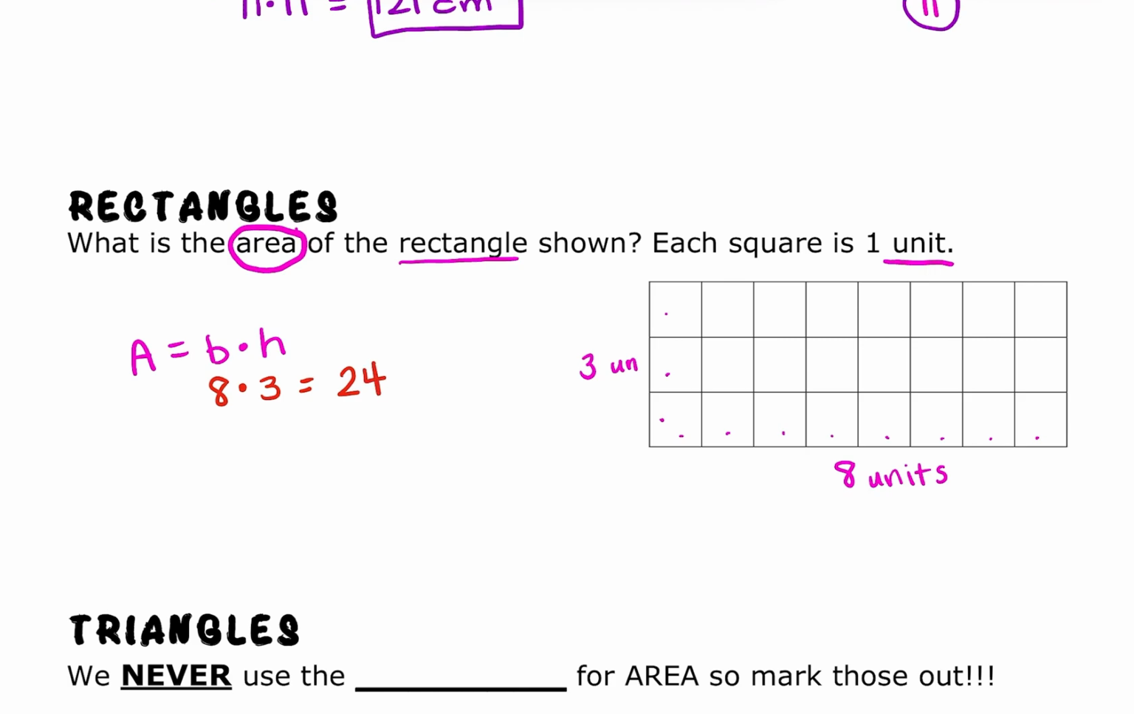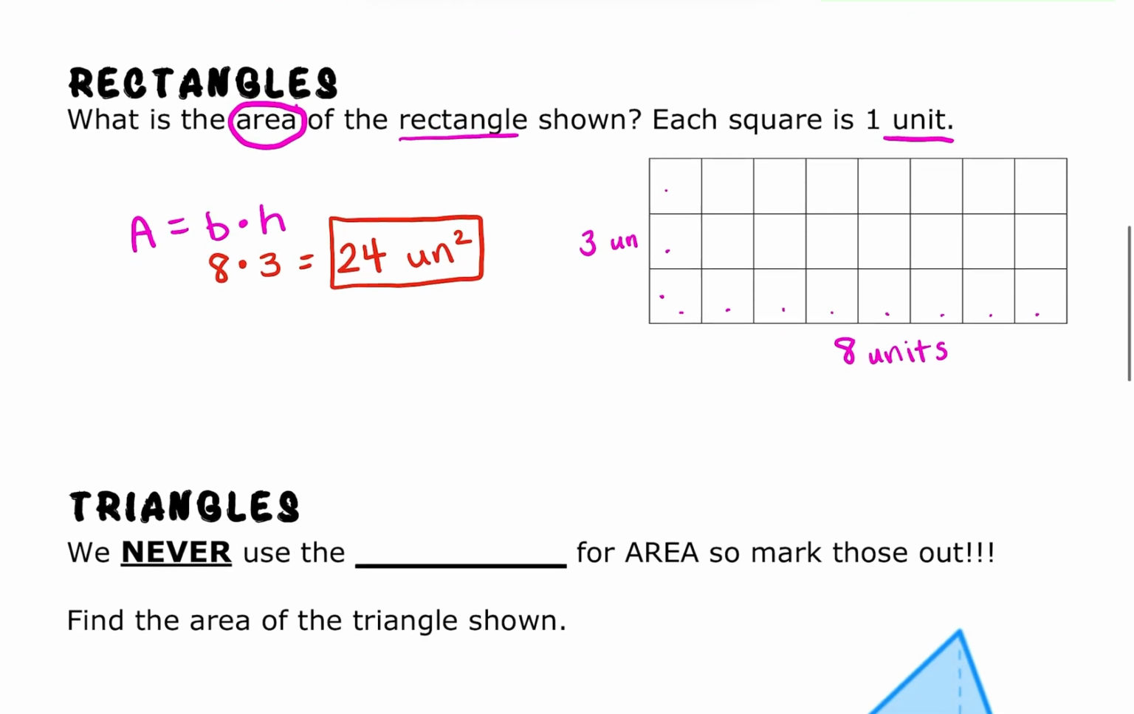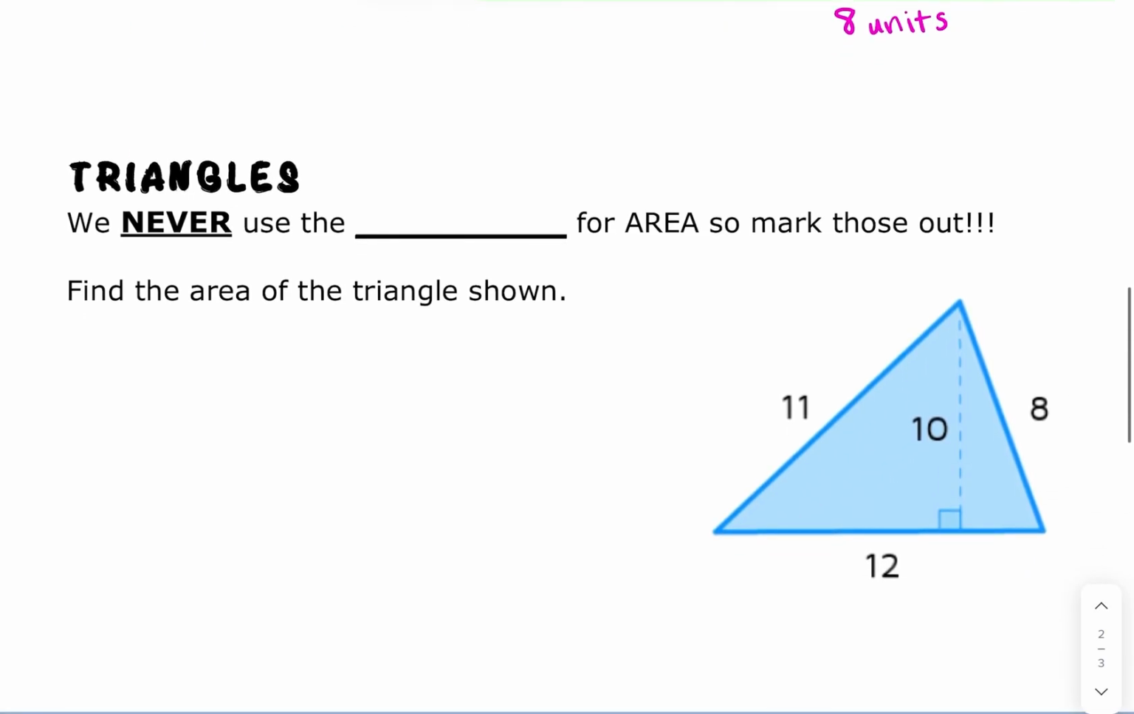8 times 3 is 24. And then again, it is called units, and since it's area, it is units squared. And that is all we are doing. You take the formula, you write it down, plug in your numbers, and solve. You do what the formula says.